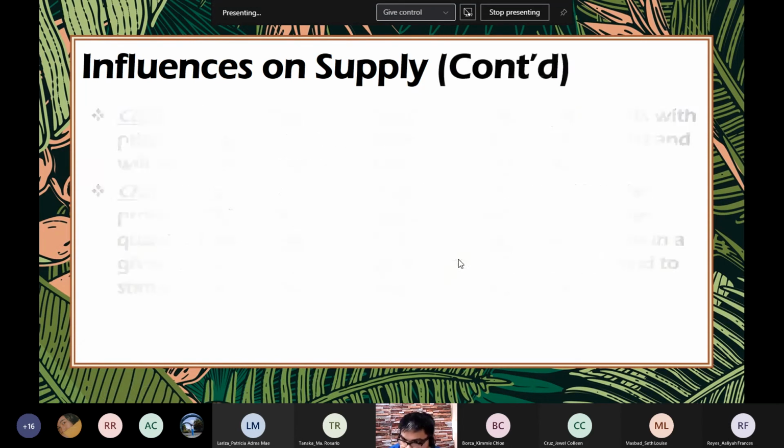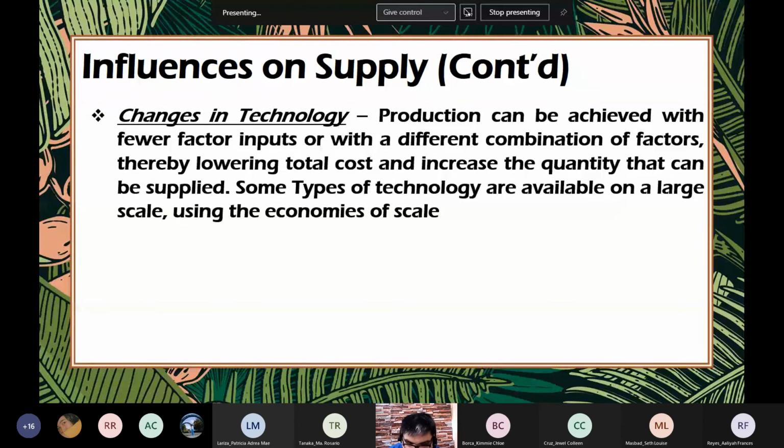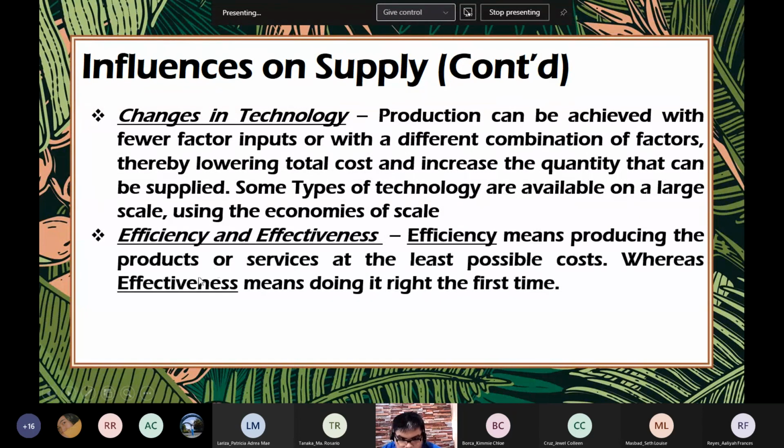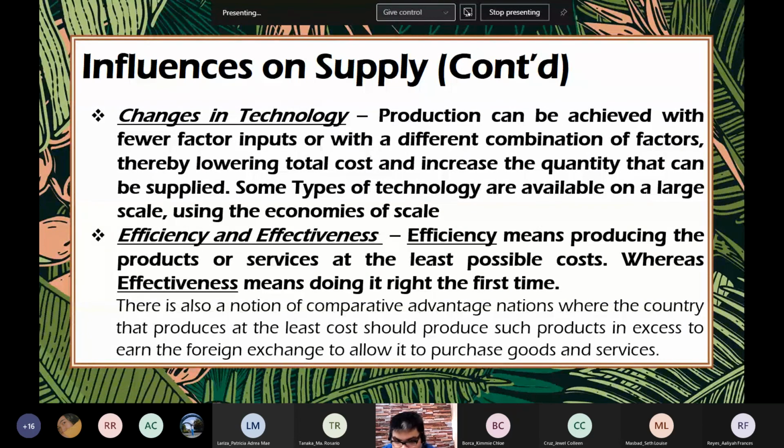Next, changes in technology. Hanap tayo. Okay ka na, Ms. Mamaradlo na. Yes, Mr. Medina Ashley.